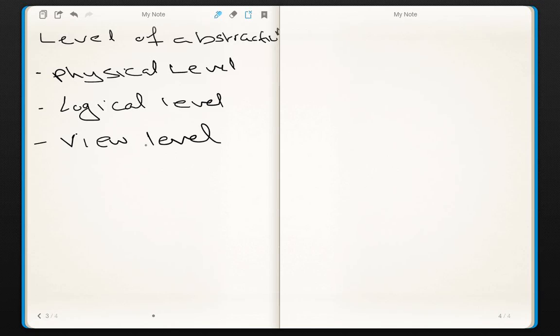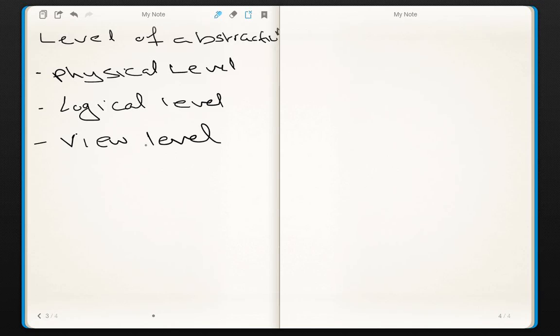The physical level describes how a record is stored in the database. The logical level describes how the data is stored in the database and their relationships. So all the relationships are involved in the logical level, while the view level is how users can see the database or the tables in the database. So how the tables and other materials are arranged in the database, that's the view level, and how the user can view the database.